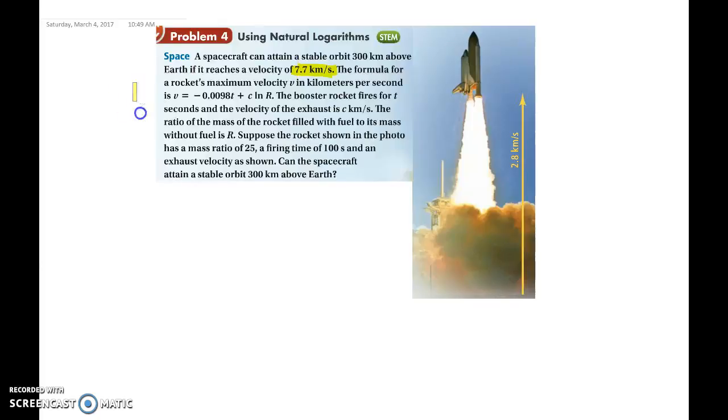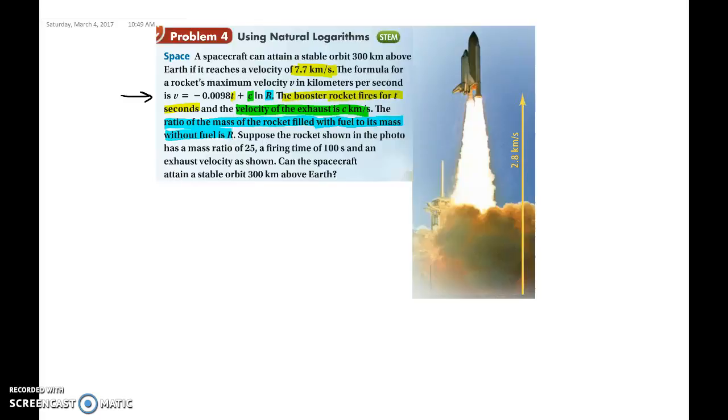All right, then they go on to give us what the formula is for a rocket's maximum velocity right here, where it says that v is equal to negative 0.0098 t plus c times ln of the r. Then it tells us that this t represents the seconds that it takes. So it represents how much time the booster rocket fires. The c here represents the velocity of the exhaust. And then the r represents the ratio of the mass of the rocket filled with fuel to its mass without fuel. All right, so it tells us what each of our variables represent.